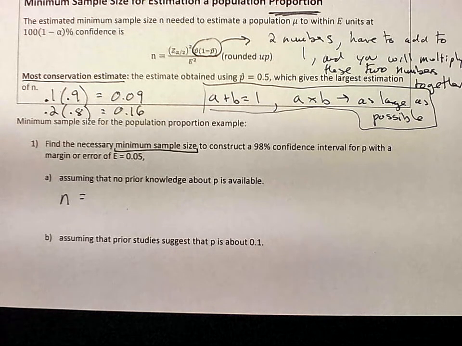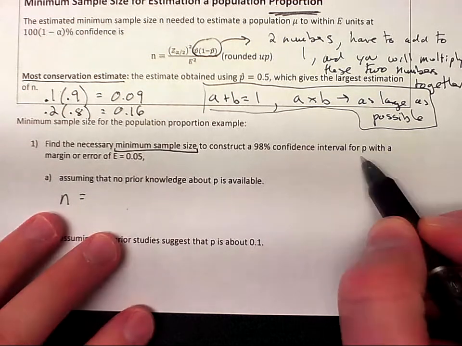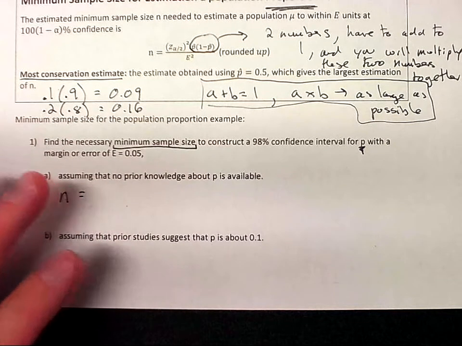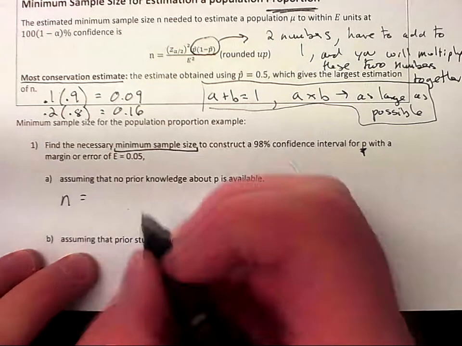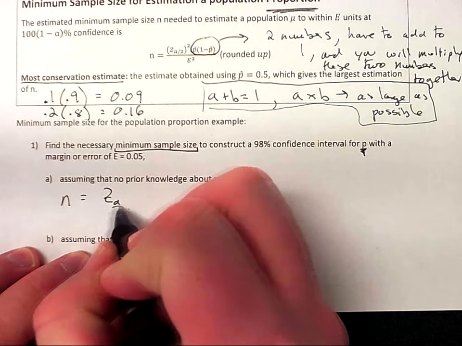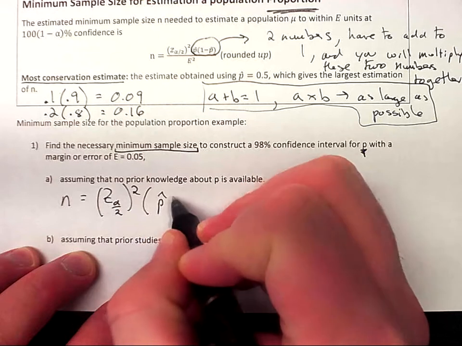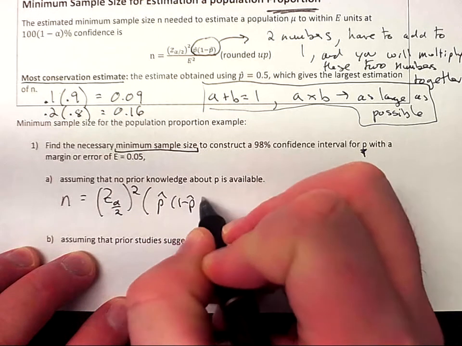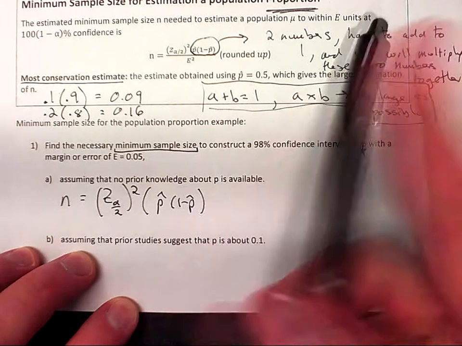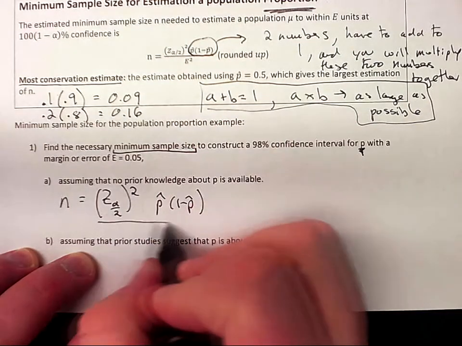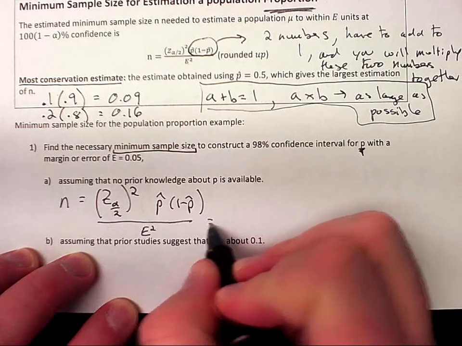Proportion. So here it says trying to find a confidence interval for P. And what does P stand for again? The population proportion. Good. So here then we're going to have Z sub alpha divided by 2 squared times P hat times 1 minus P hat, divided by E squared.